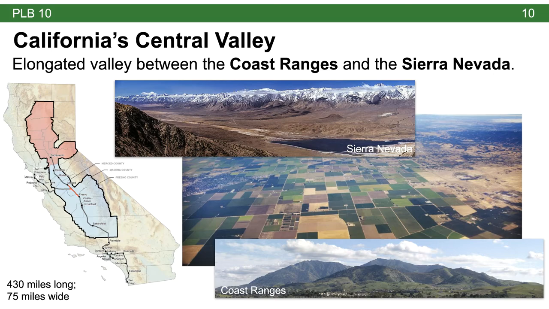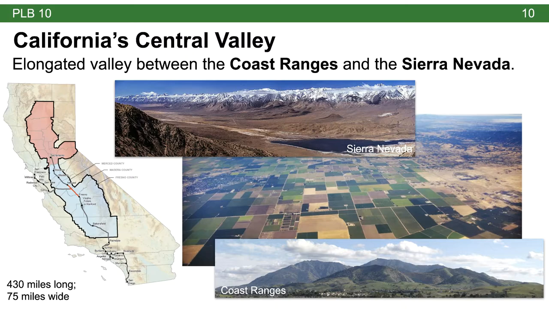When you think of agriculture in California, the place that most comes to mind is the Central Valley. And this is an elongated valley that's in between two important mountain ranges. These are the Sierra Nevada mountain ranges in the east, and then a series of ranges that's referred to as the coast ranges on the west. So in between all of this, you have an extremely fertile but geologically distinct area where most of California's agriculture is focused. It's 430 miles long and 75 miles wide.